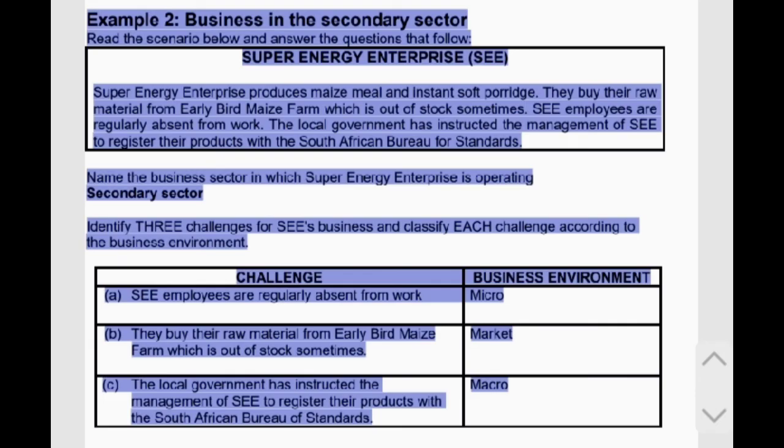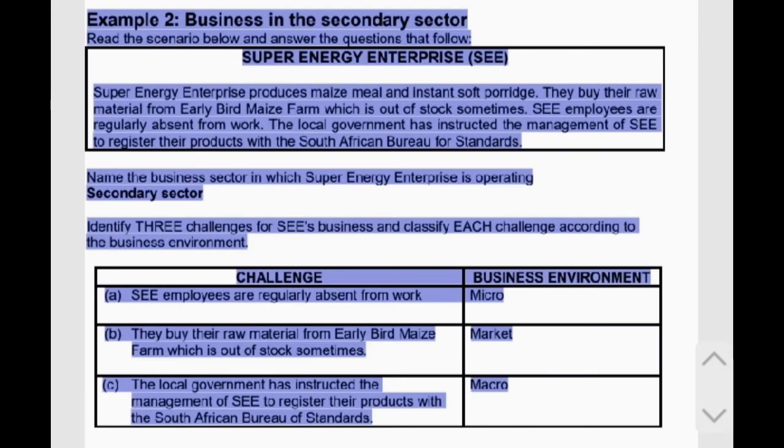Now let us look at the challenges that they have. I'm sure you have already seen 3 challenges. There are 3 challenges in this scenario, and we have to know their business environment. When we speak about business environment, we are speaking about micro, market, and macro. Challenge number 1, employees are regularly absent from work. What environment is that one? Micro. It's in the business.